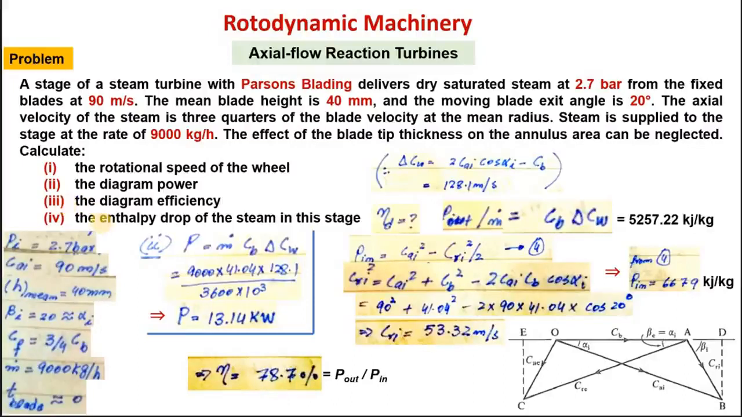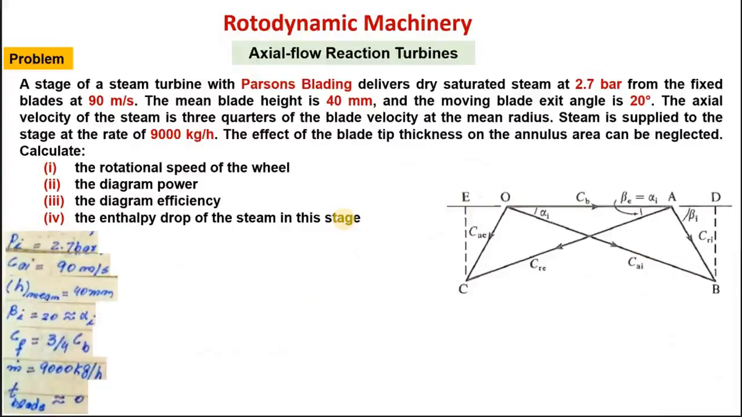Okay. Now part 4 is to find out the enthalpy drop of the steam in this stage. Stage means not just the moving plate. Stage means both fixed plates and moving plates. In the whole stage, what is the enthalpy drop? Right. So once again, you should remember that stage means a row of fixed plates and a row of moving plates.